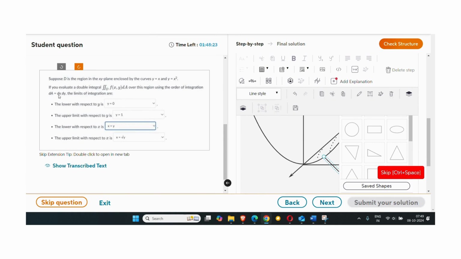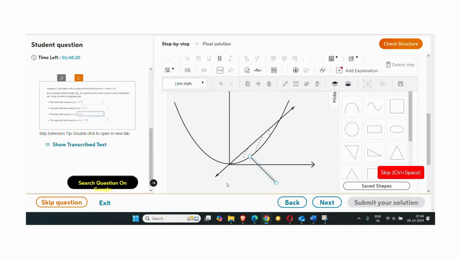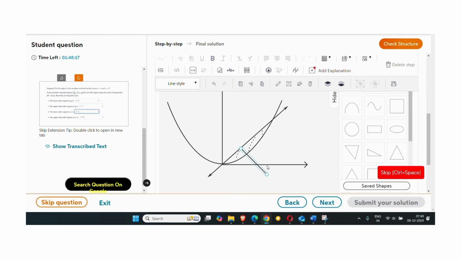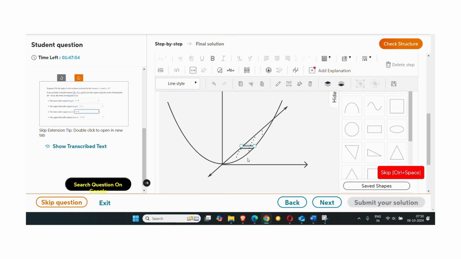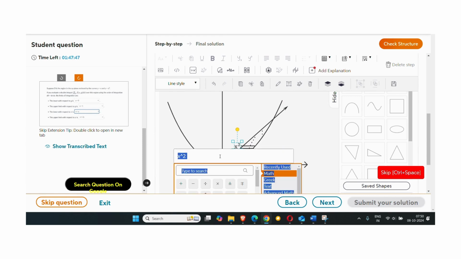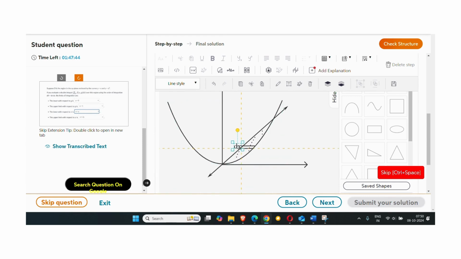This is dx, which means we have to take the strip horizontally. If it is dy by dx, then we can take the vertical strip. Here, the first part is dx, right? So to represent dx, we have to draw a horizontal strip so that this strip is dx. If it is dy by dx, then you have to draw the vertical part and mention dy.